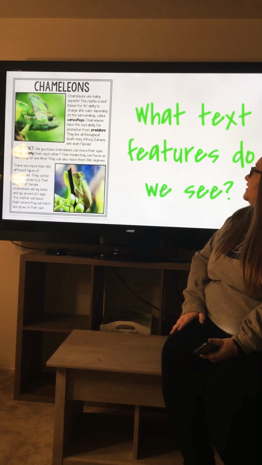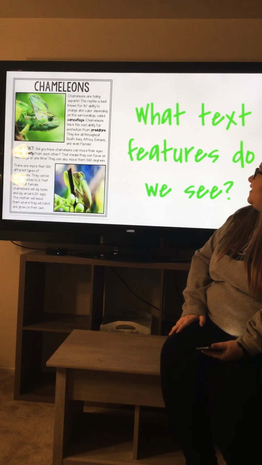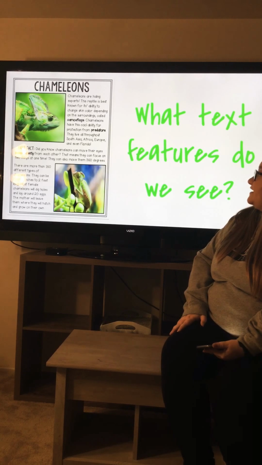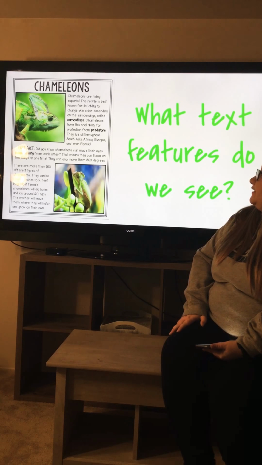Chameleons. Chameleons are hiding experts. This reptile is best known for its ability to change skin color depending on the surroundings, called camouflage. Chameleons have this cool ability for protection from predators. They live all throughout South Asia, Africa, Europe, and even Florida. Fast fact, did you know chameleons can move their eyes independently from each other? That means they can focus on two things at one time.